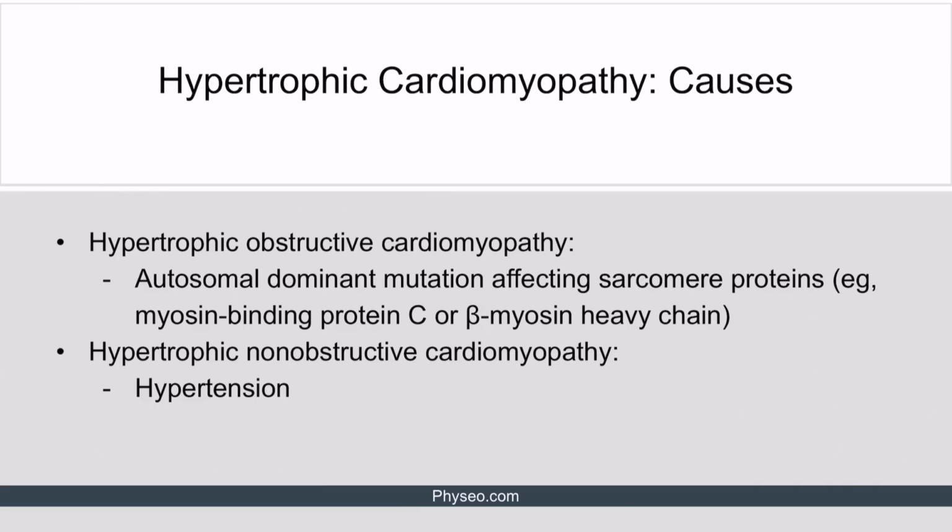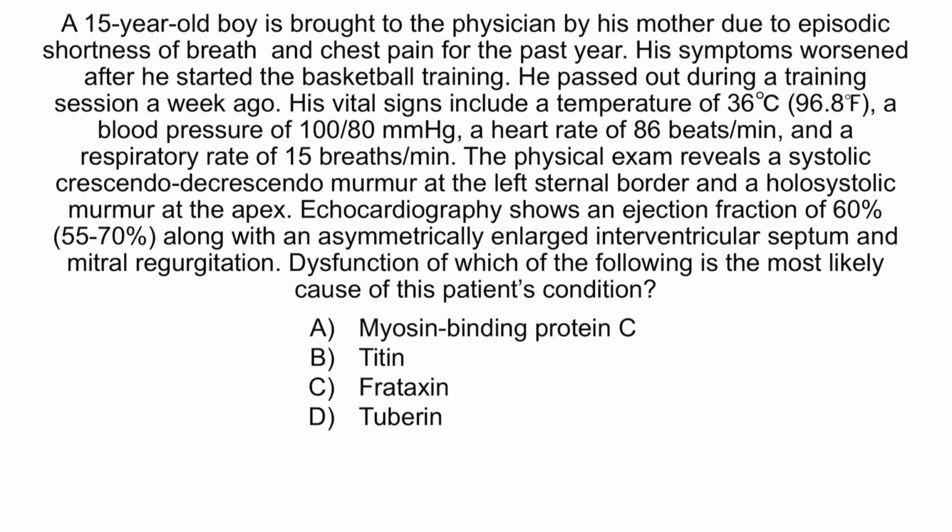Here is the slide reminding us of the causes of hypertrophic, obstructive, and non-obstructive cardiomyopathies. Let's discuss why other options are incorrect. Option B, Titin, is incorrect because Titin dysfunction is usually seen in familial dilated cardiomyopathy. Dilated cardiomyopathy is characterized by low ejection fraction. This patient, in contrast, has the normal ejection fraction of 60%.